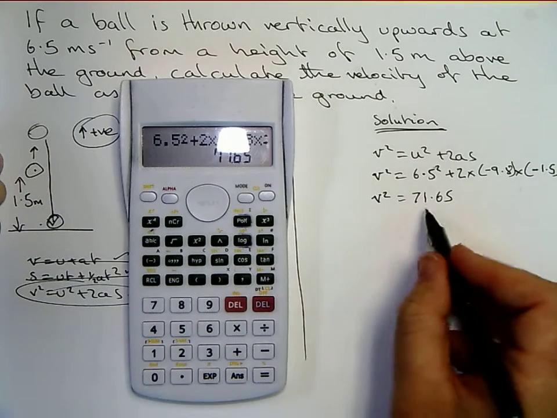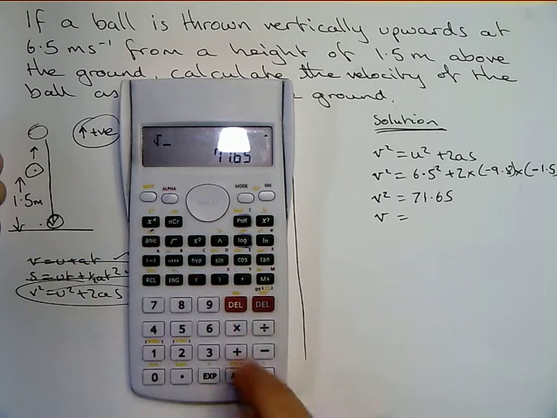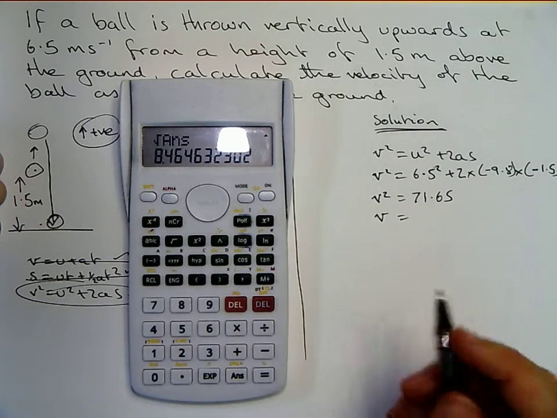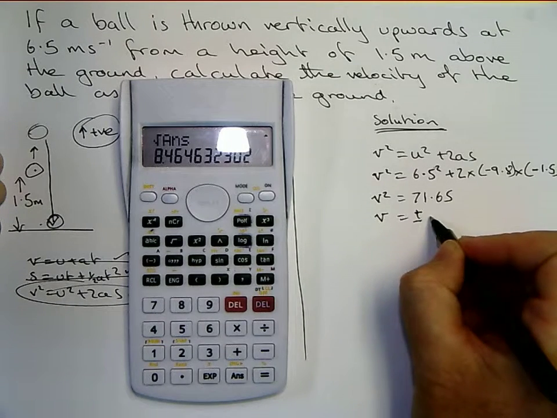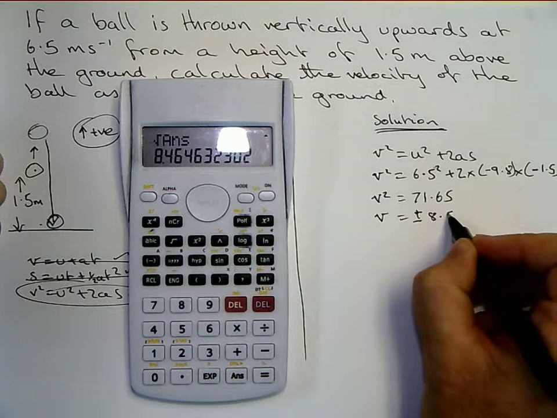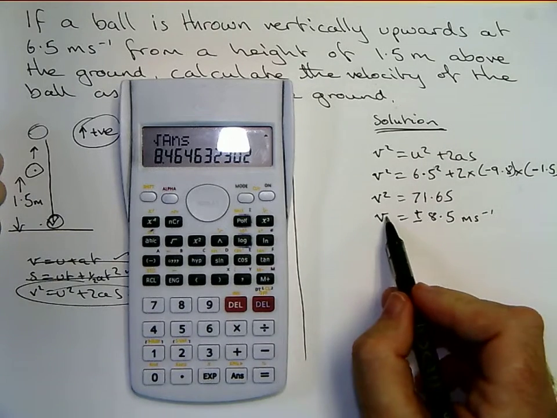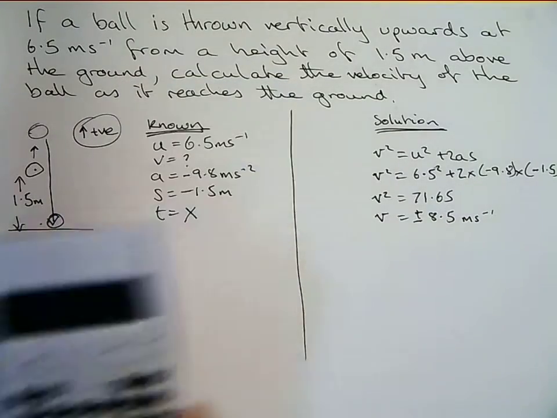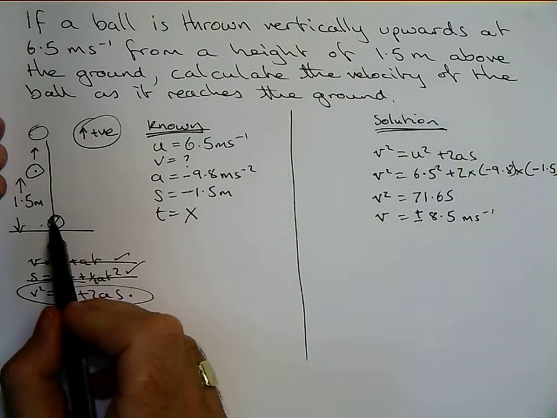Now that's what v squared is, so v is going to equal the square root of that, so the square root of the answer, and that gives us 8.4646. So let's round that to plus or minus 8.5 meters per second, because remember, when you do the square root of a number, you get two answers. One is positive, the other is negative. So which one do we need? We'll look at the diagram again.